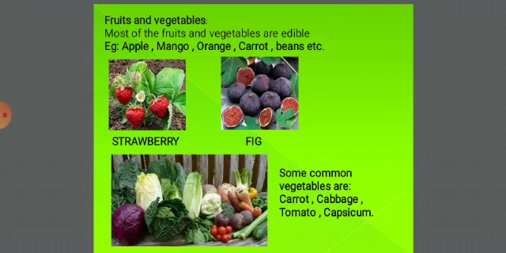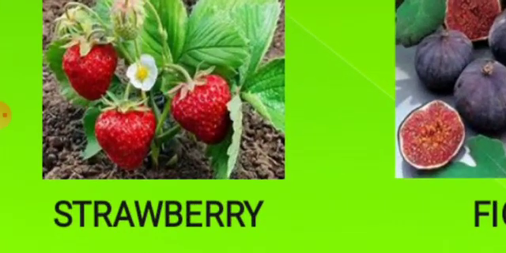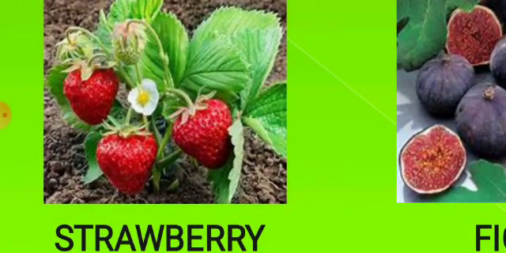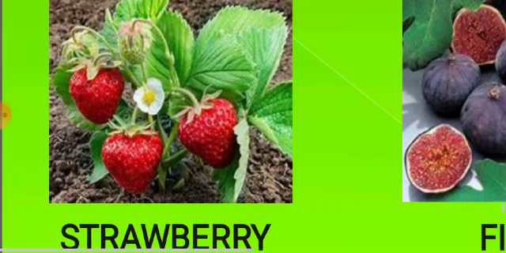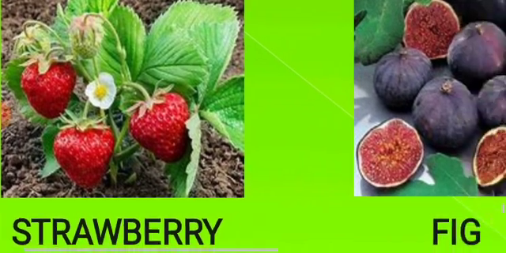Yeah, let me tell you about the fruits and vegetables. We can eat the fruits and vegetables either cooked or raw. We can make vegetable salads and fruit salads, and we can eat them. Right. Now look at the picture. The first one is strawberry. It is red in color, right? The next one is fig. Fig contains more nutrients in it. It is very good for health.